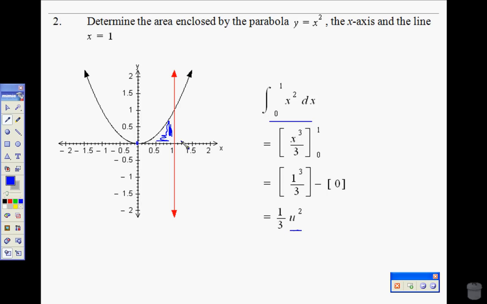So we're looking back to our definite integrals, and keeping them in mind when we want to start finding the area under a curve.